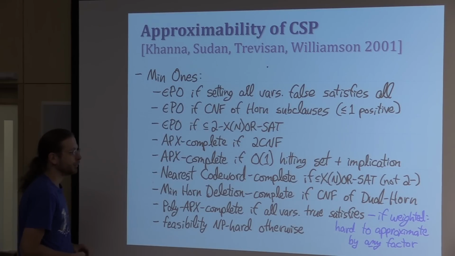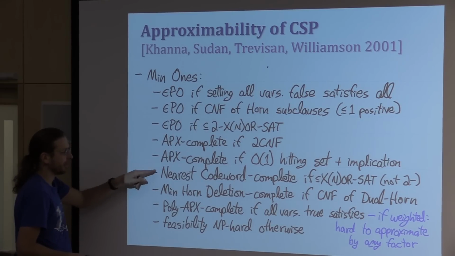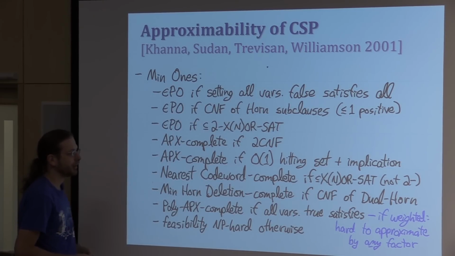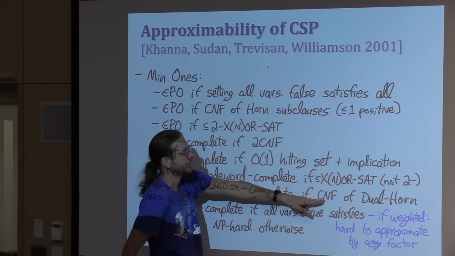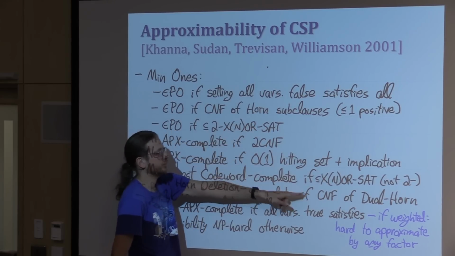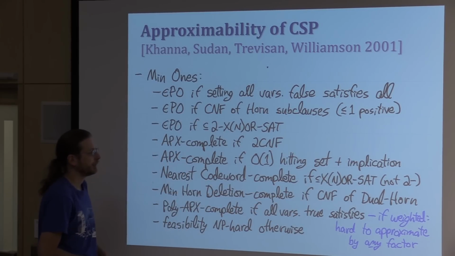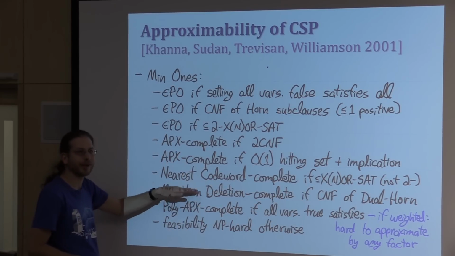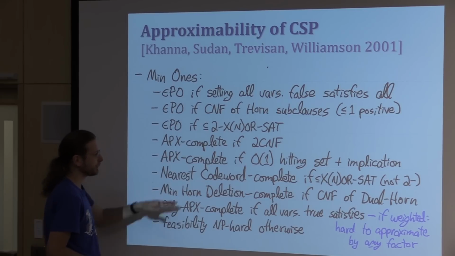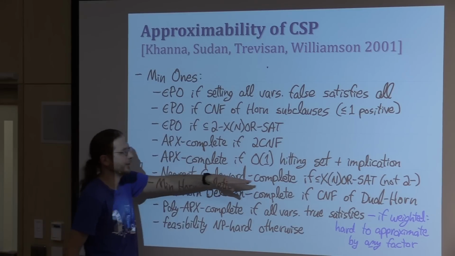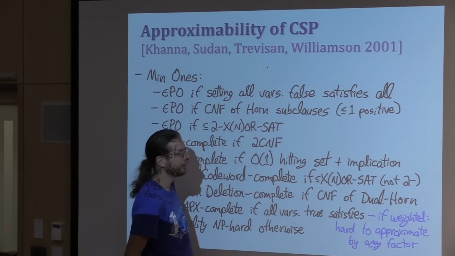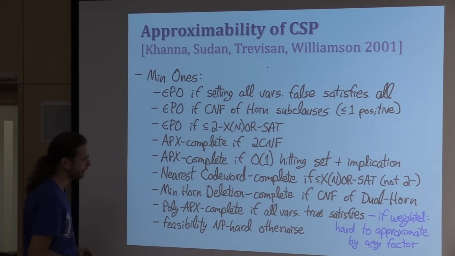And then we have these guys appearing again, nearest codeword and min-Horn deletion. This one we get in the dual Horn case. The Horn case is good. Dual Horn, we get this thing, which was like log n approximable. Or no, this was the 2 to the log n to the 1 minus epsilon. And this is XNOR-SAT when they're not all binary. Then we get nearest codeword complete.